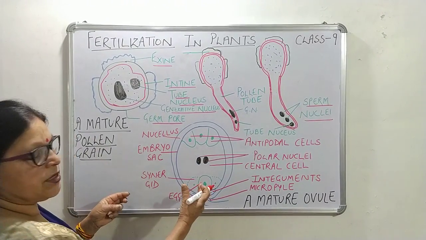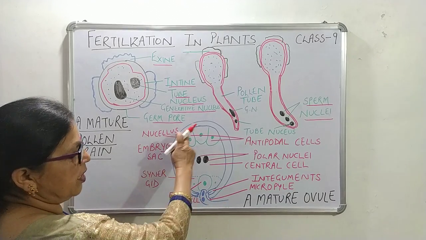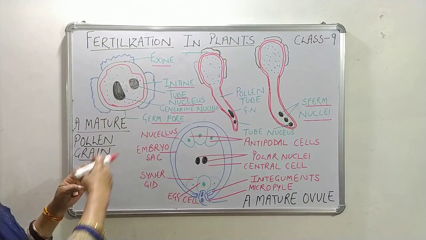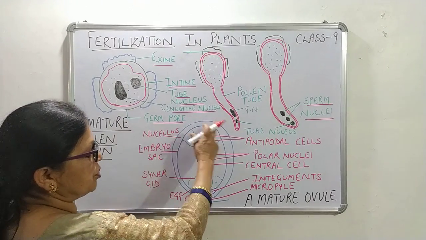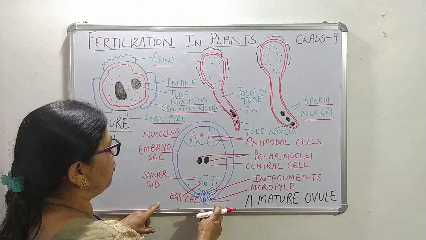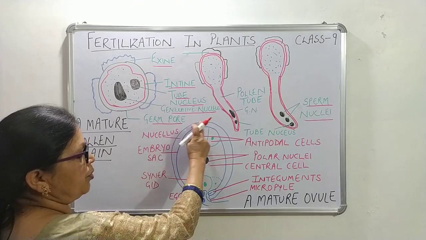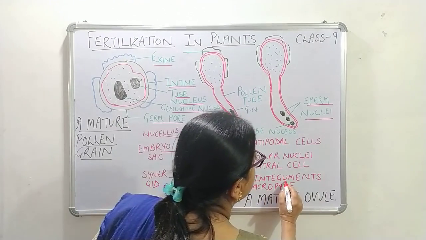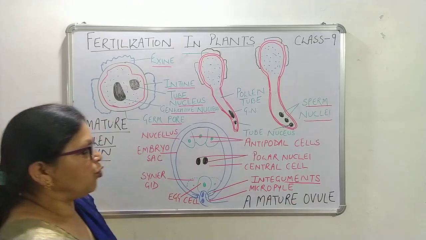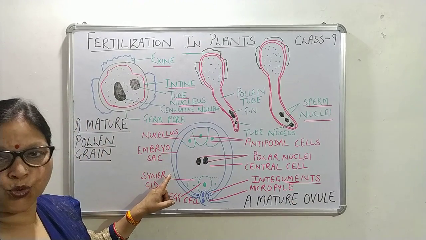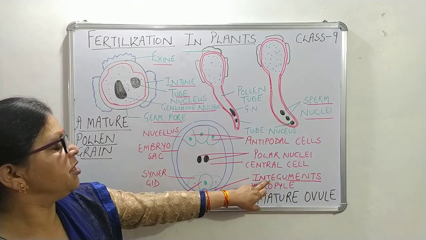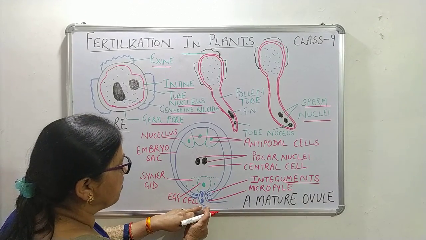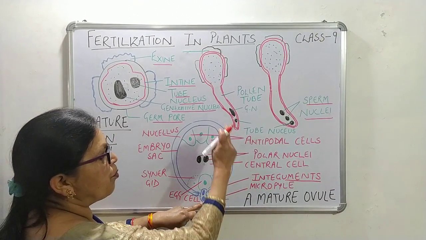Now see, inside the ovary there is an ovule. There may be one ovule or there may be many ovules. This is the structure of an ovule. Each ovule is surrounded by two or three membranes. These are called integuments. These integuments leave a place for the pollen tube.